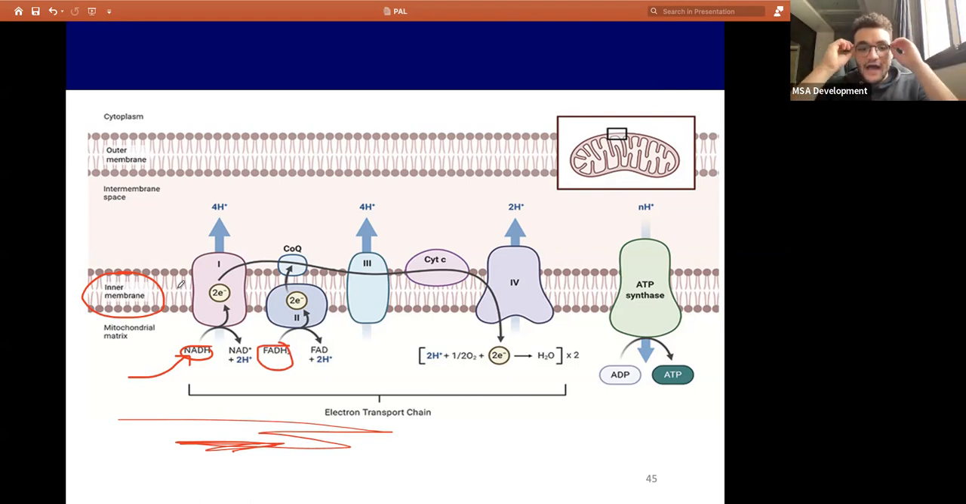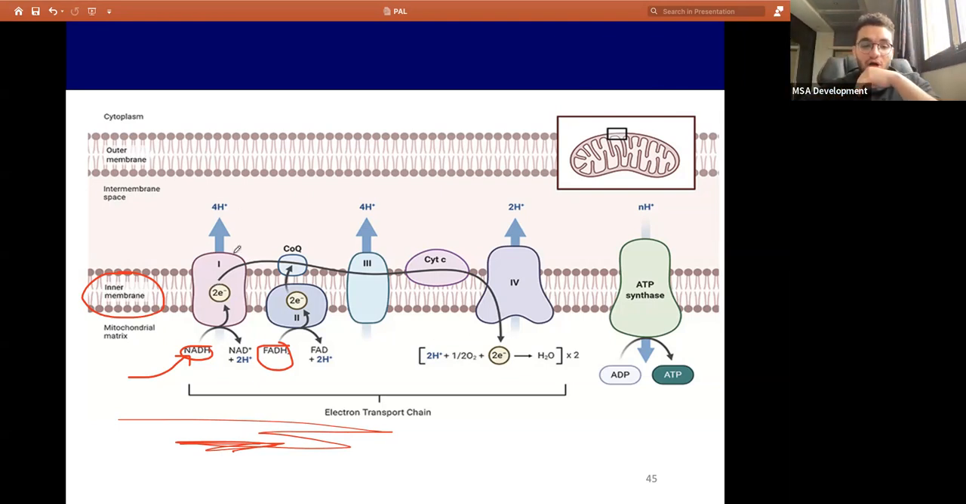And so NADH has a lot of electrons. It donates an electron to complex number 1. Now, when it donates an electron, this complex is going to become charged, and what it's going to do is pump protons from the mitochondrial matrix to the intermembrane space. So this is the first step: it pumps protons into the intermembrane space. This is complex number 1, and this is for NADH, not FADH2. You have to understand the difference.